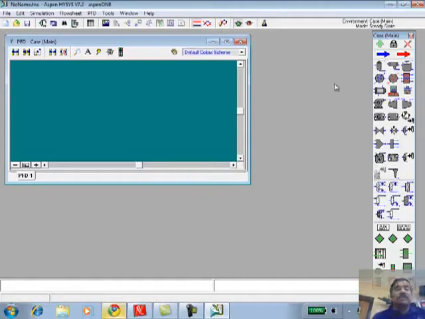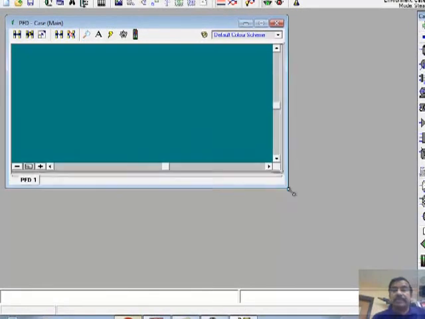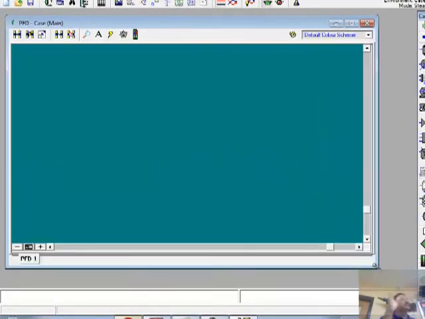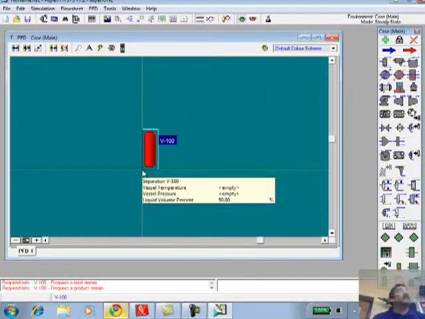But how do I build a process flow sheet? Let me expand this. I'm going to do just a separation vessel, a single and a 2-stage separation vessel. So I go to the separator, click on that, and you see it becomes selected, and I just drop it here.